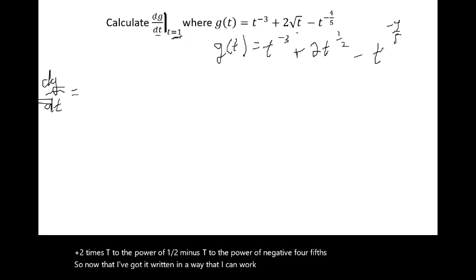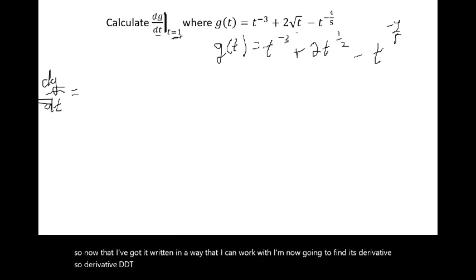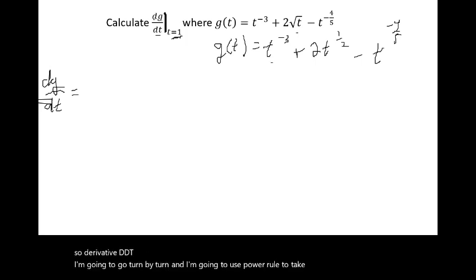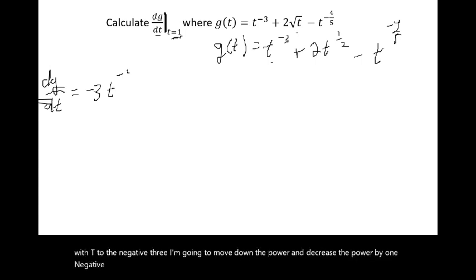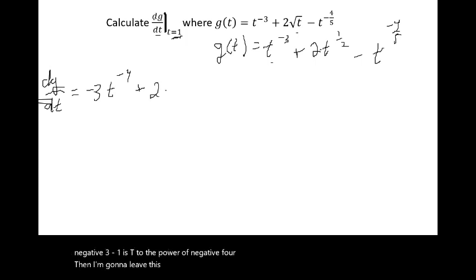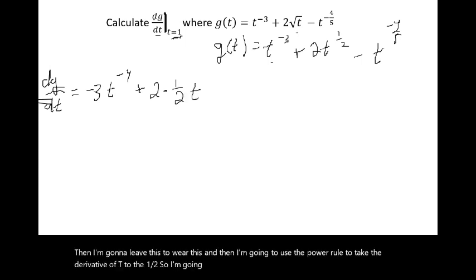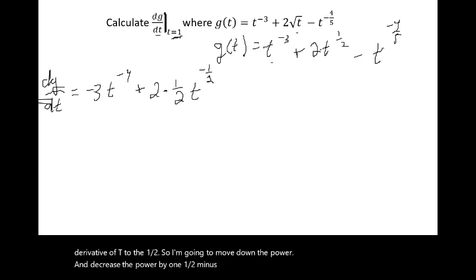I'm going to go term by term, and I'm going to use the power rule to take its derivative. So starting with t to the negative 3, I'm going to move down the power and decrease the power by 1. Negative 3 minus 1 is t to the power of negative 4. Then I'm going to leave this 2 where it is, and then use the power rule to take the derivative of t to the 1/2. So I'm going to move down the power and decrease the power by 1. 1/2 minus 1 is negative 1/2.